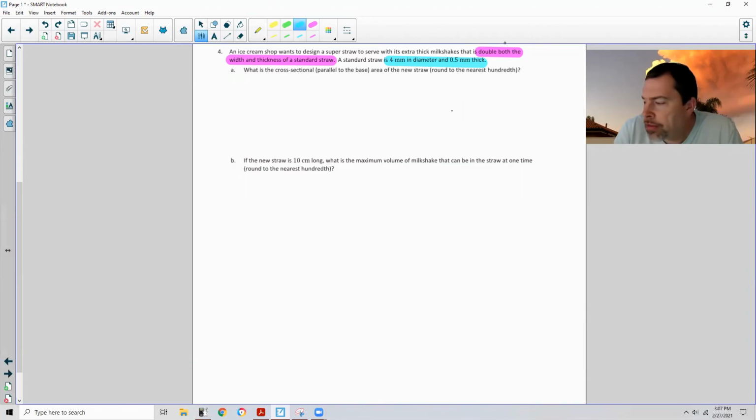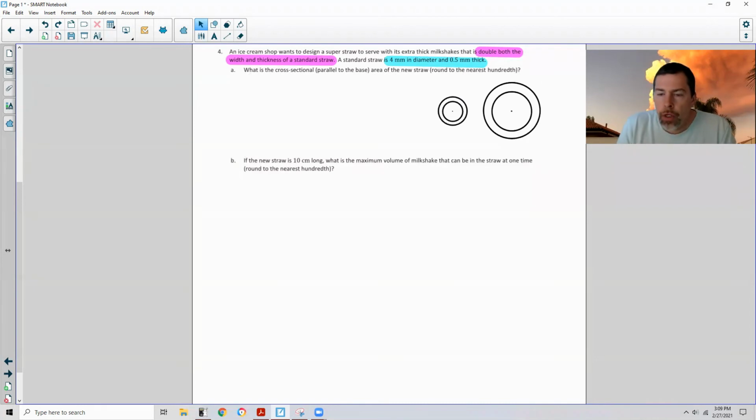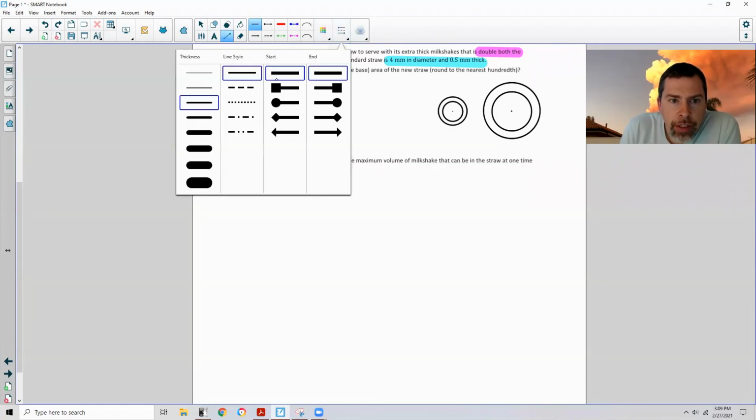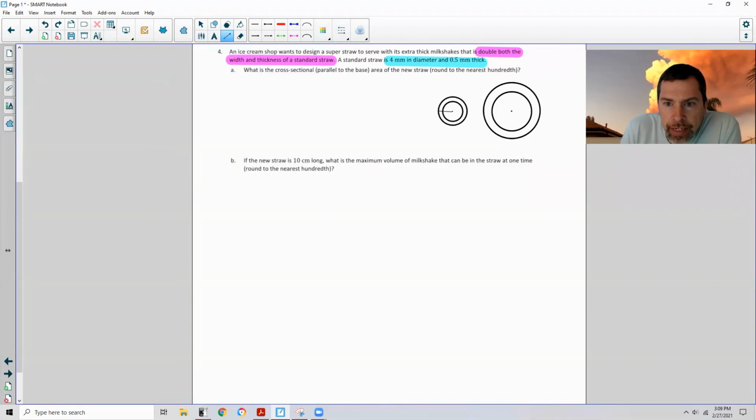Okay, so let me draw this. Okay, so this would be a cross section of the straw, the regular straw. So now we're going to design so that it's double both the width and the thickness. So let me make another. Okay, so here is our straw and our super straw. So now let me just draw a line segment, a diameter, if you will, all the way through both. Okay, so there's our diameters.